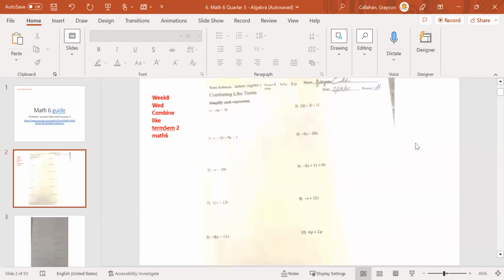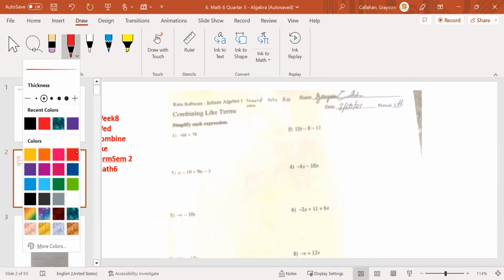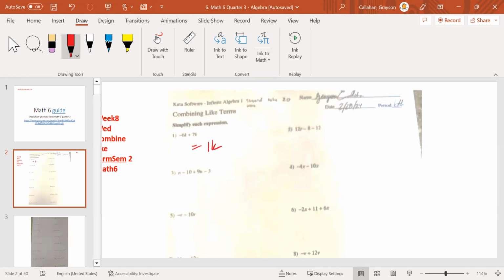Okay, so this is week 8 Wednesday on combining like terms for semester 2 math 6. I'm just going to quickly go over the answers. Most of these are fairly simple, so let's just go over them with the actual answers. All right, so for the first one, it is going to give you a 1k.